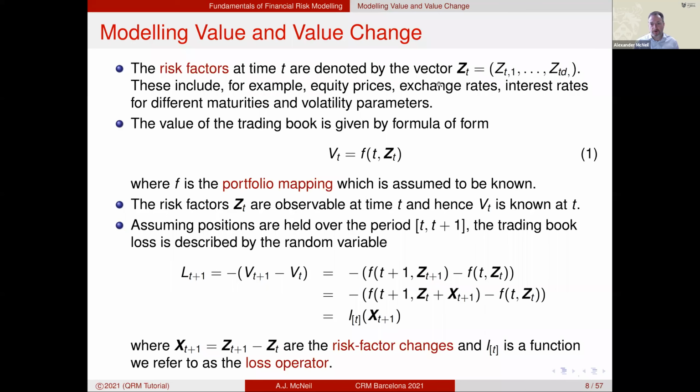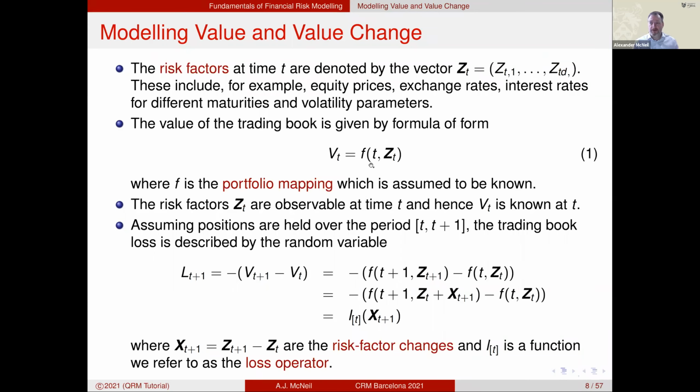In my textbook with Frey and Embrechts, we spend a lot of time setting up a general framework for modeling everything in terms of risk factors. We call the risk factors Z, or Zee as the Americans would say, but I will call this Z. So Z is a vector of d risk factors measured at a point in time. The idea is that they can be measured at a point in time. They can be marked to market. And so the trading book is some kind of portfolio that depends on these risk factors. It has a value V_t at time t, and this value depends on Z_t.